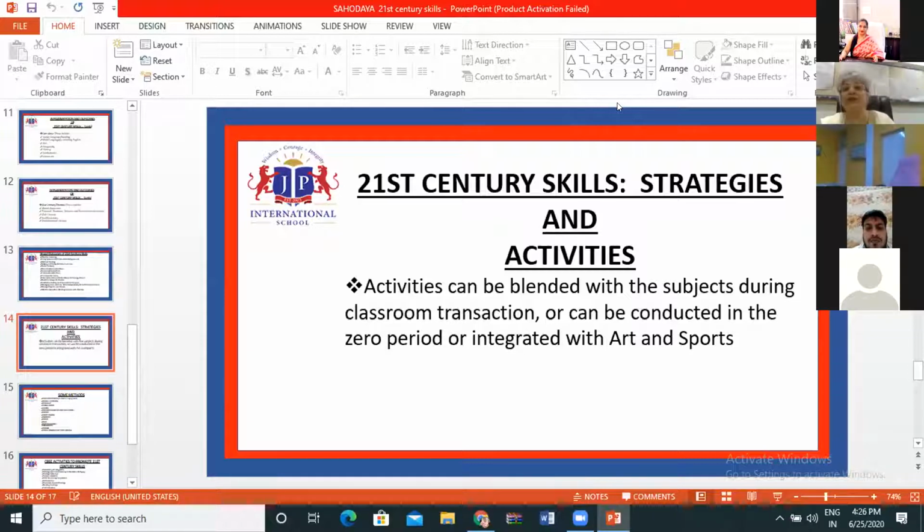And when will we do that? We do not get extra time. So we will have to take out that extra time for ourselves. We have to plan the timetable in such a way where our teachers can do and implement these kinds of skills.